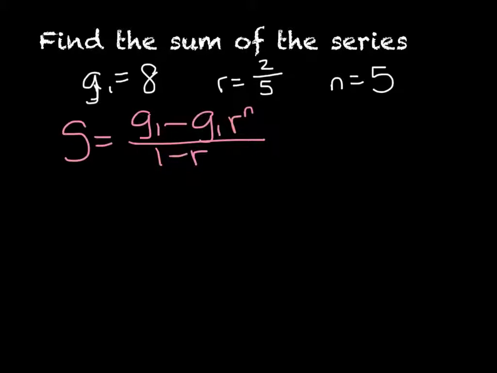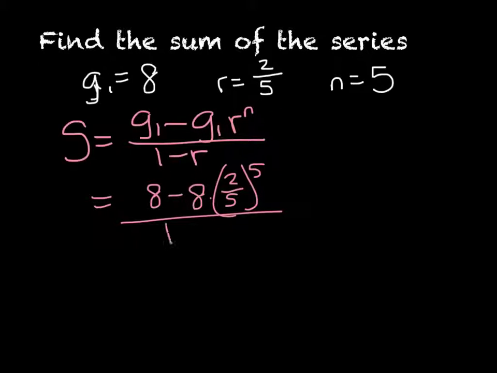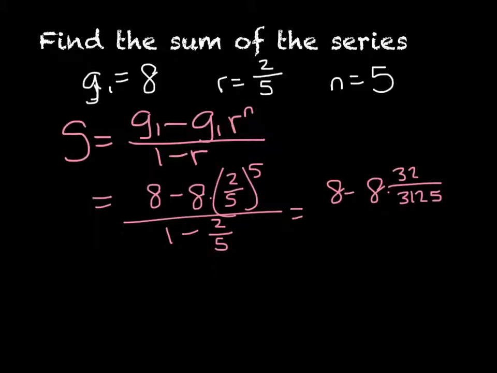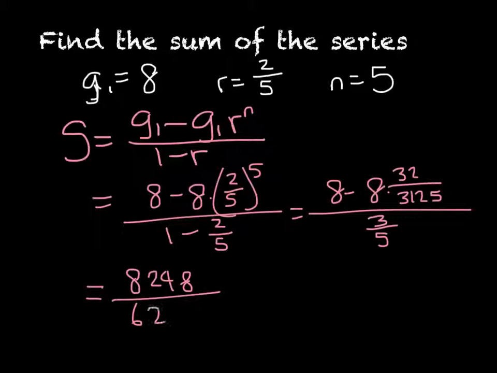So that just becomes 8 minus 8 times 2/5 to the power of 5 over 1 minus 2/5. 8 minus 8 times 32 over 3,125 over 3/5, and simplifying all of the math, what we end up with is the sum equals 8,248 over 625.